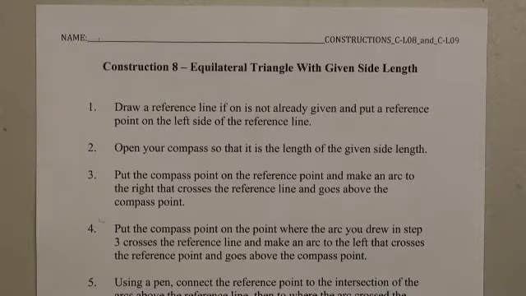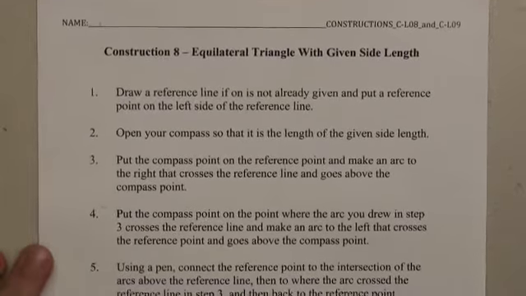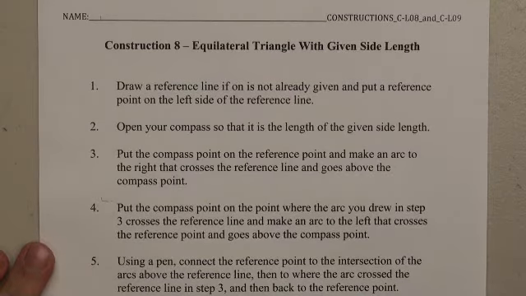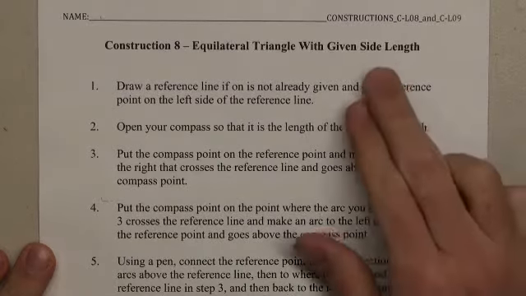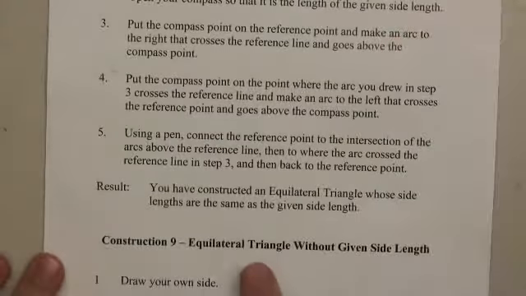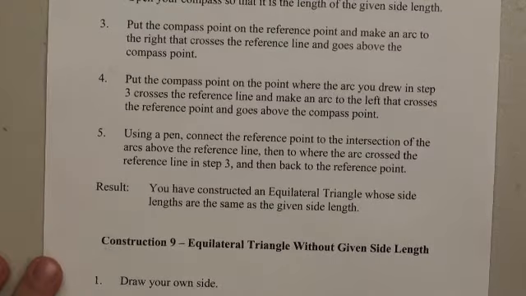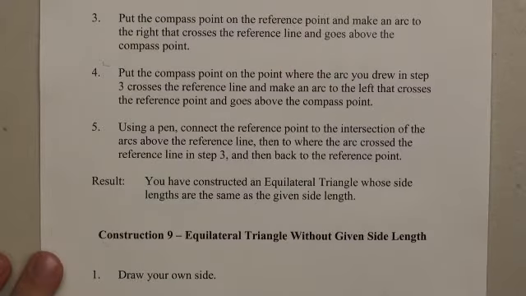Alright, we're going to go over the last three constructions, 8, 9, and 10. Alright, 8 and 9 are very similar. What we're going to do for 8 is construct an equilateral triangle, and they're going to give us a side length. And for 9, we're going to do the same thing, but they're not going to give us a side length. So all that means is that we make our own, and then we do the same thing.